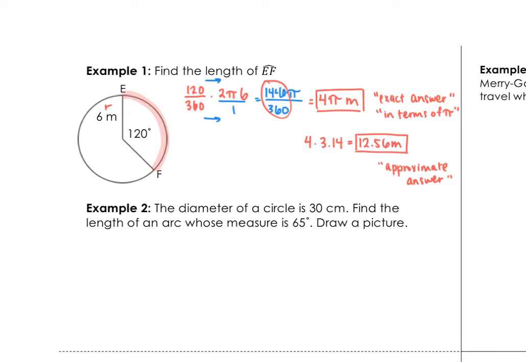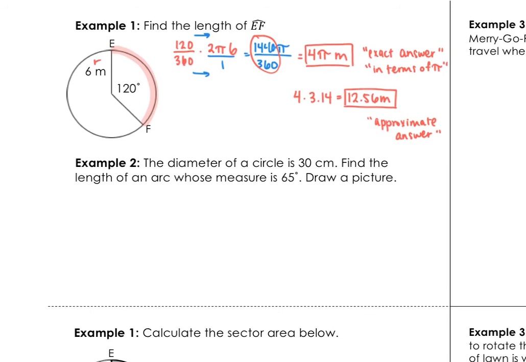So this second example does not have a picture, so we're just going to go ahead and sketch one. So it says the diameter of a circle is 30 centimeters. Find the length of an arc whose measure is 56 degrees. So first thing we're going to do is just draw a circle. Okay, and we know that the diameter of that circle is 30 centimeters.